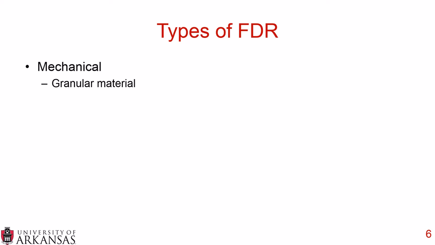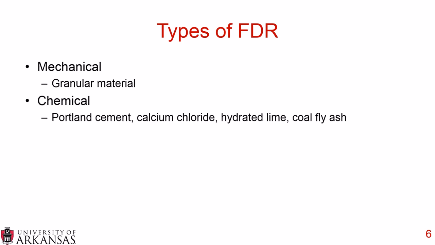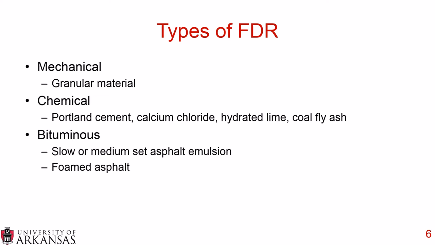We also mentioned that you need to add some sort of stabilizing agent, and there are three types of FDR. One is simply mechanical, where you use a granular material which is angular enough to have that interlocking nature to provide structural capacity. Or you can add a chemical stabilizing agent such as Portland cement, calcium chloride, hydrated lime, or coal fly ash. Or you can have a bituminous stabilizing agent, which can be either a slow or medium set asphalt emulsion, or foamed asphalt binder.